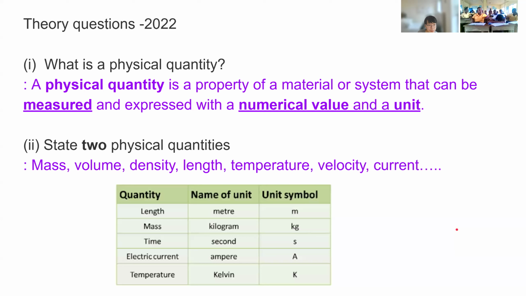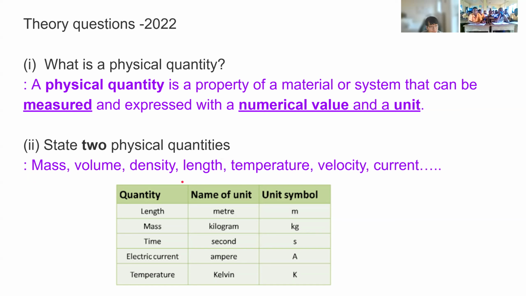Let's look at this theory question, which asks you to state what a physical quantity is. Well, a physical quantity is a property of a material or system that can be measured and expressed with a numerical value and a unit. So everything that can be measured is a physical quantity and also has a unit. So if it asks you to state two physical quantities, I've listed some examples.